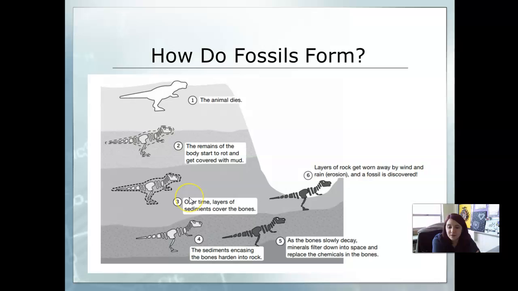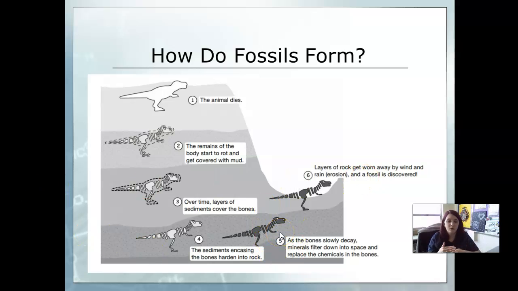Over time, the layers of those sediments cover those bones. As time goes on, more and more things get layered on top of the bones. Then the sediments encase the bones and harden them into rock. Remember, mud tends to be really soft, but eventually, if enough sediment gets locked on top of it, it begins to harden and becomes a rock. When that happens, as the bones slowly decay, the minerals filter down into the space and replace the chemicals in the bones. Layers of the rock get worn away by wind and erosion, and a fossil is discovered.